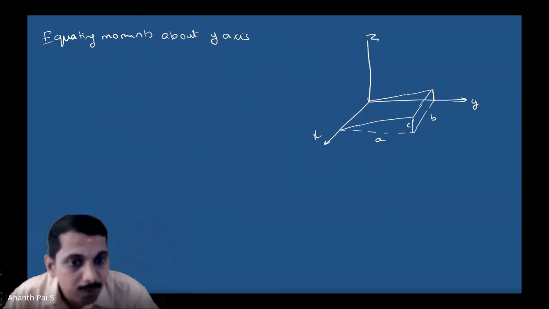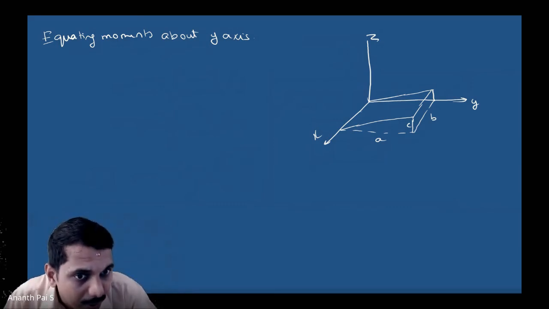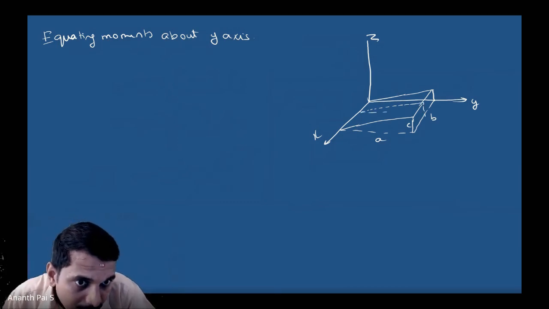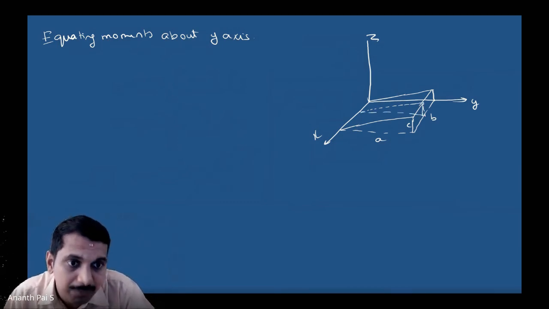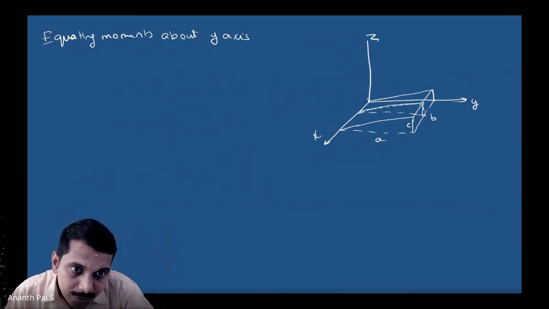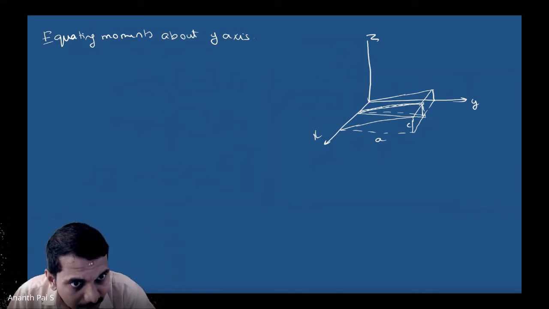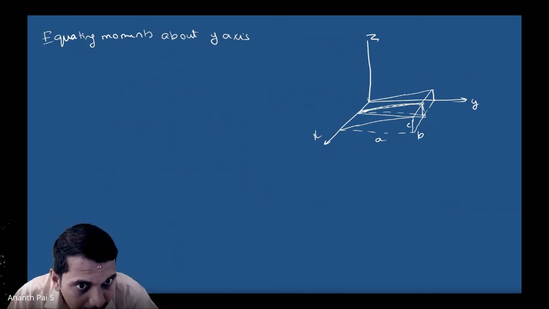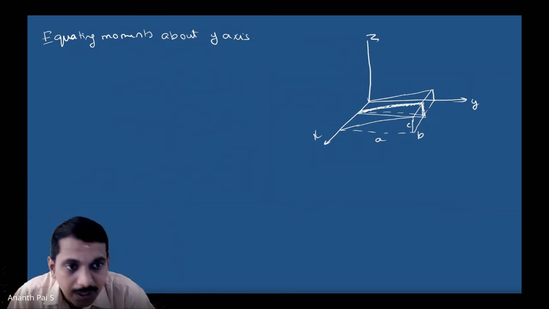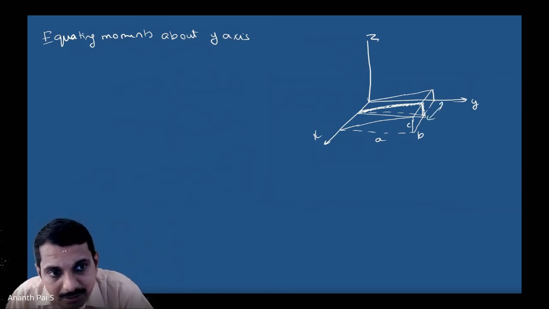So what you do here, you take an elemental volume which is equally distanced from the y-axis, correct? So we are taking moment with respect to the y-axis, so we will take something which is equally distant from the y-axis. This is the element we are taking into consideration, and this element is at a distance of x and has a thickness of dx.